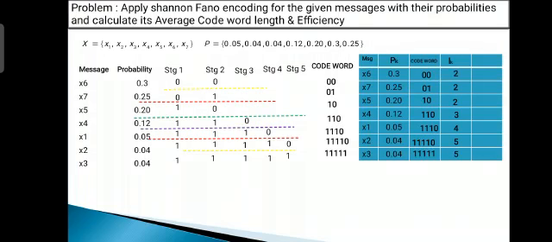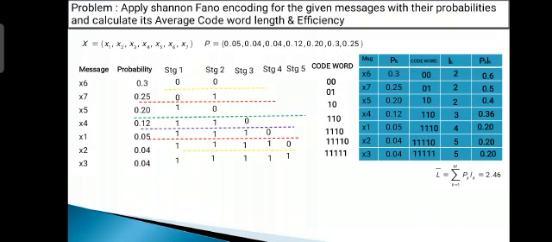The next column, just multiply PK with LK, that is the probability of occurrence with the length of the code word. So 0.3 into 2, it is 0.6. 0.25 into 2, it is 0.5. 0.20 into 2, it is 0.4. 0.12 into 3, it is 0.36. 0.05 into 4, it is 0.20. 0.04 into 5, it is 0.20. 0.04 into 5, it is 0.20. The sum of all these will give the average code word length.